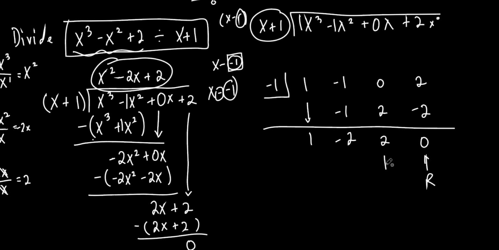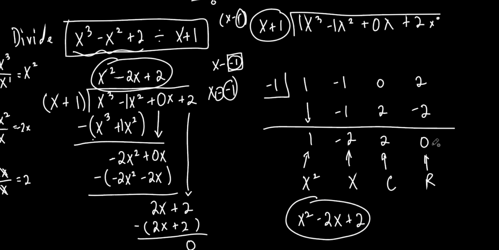0 is my remainder. The 2 is my constant. The negative 2 is the x. And the 1 is the x squared. So check this out. What do we get? We get 1x squared, minus 2x right here. That's my constant, plus 2, and a 0 remainder. And that is my answer. Look how nice and clean that is compared to this. That's synthetic division. Much, much nicer. Would you agree?